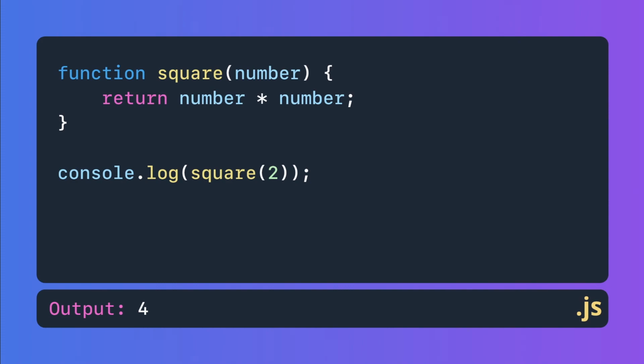And here's a very simple example of a function named square. This function takes one parameter called number and consists of one statement that returns the parameter multiplied by itself. And we can see that once we console log the square of 2, of course the result is 4.